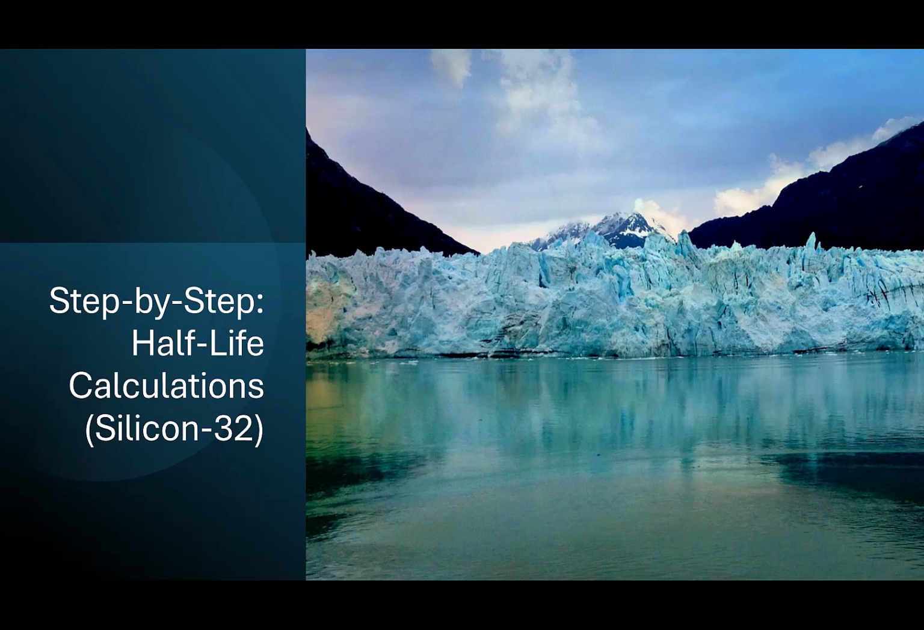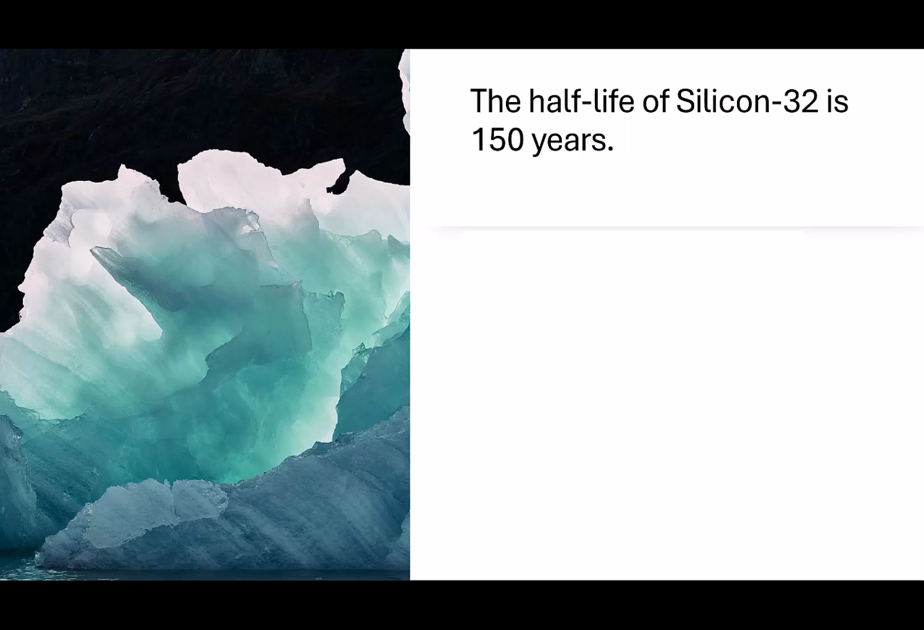Hi everyone, today we're going to look at the half-life of silicon-32. It's an incredibly important isotope that acts like a natural clock for our planet. It helps scientists date everything from deep ocean crust to ancient glacial ice. Since silicon-32 has a half-life of 150 years, it's a great example for modeling changes that happen over several centuries.